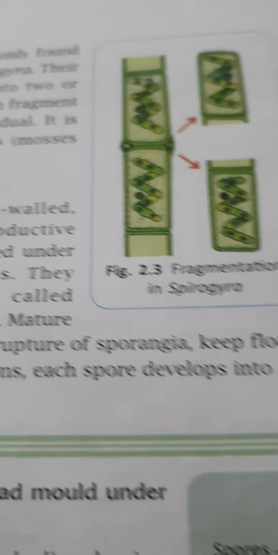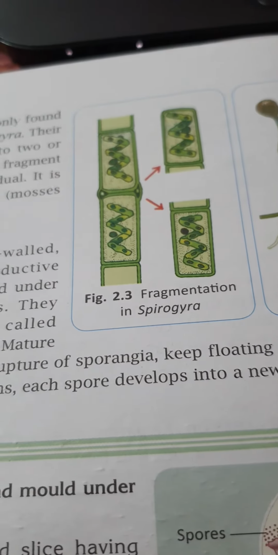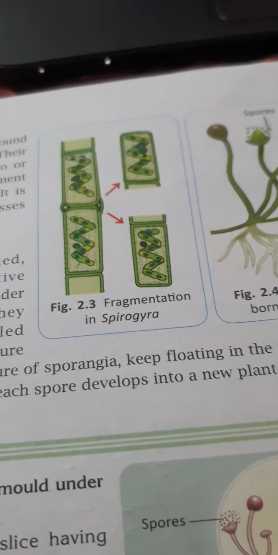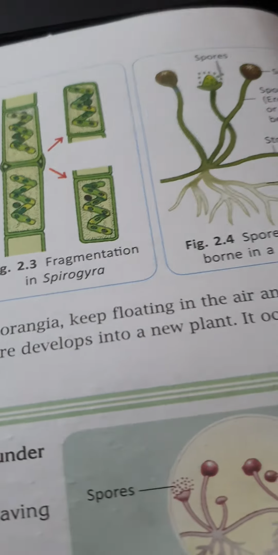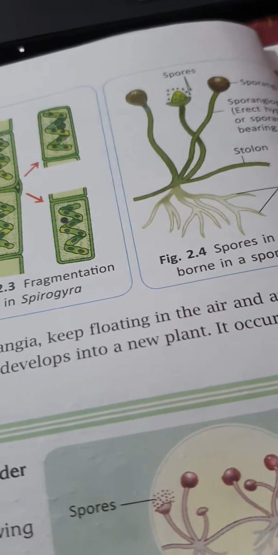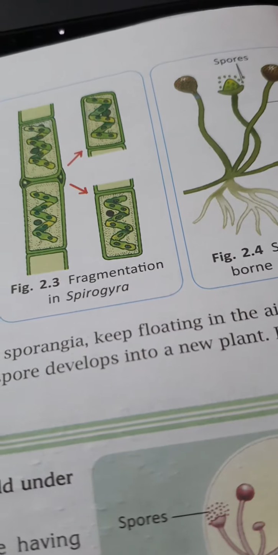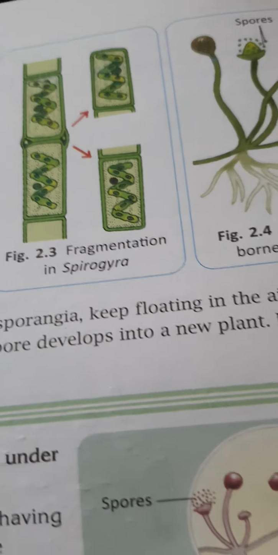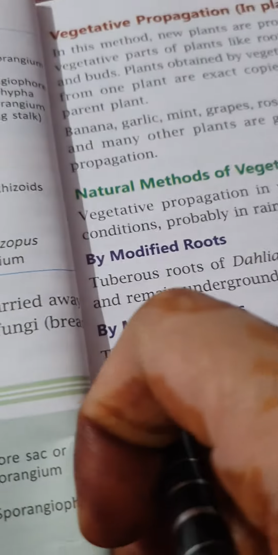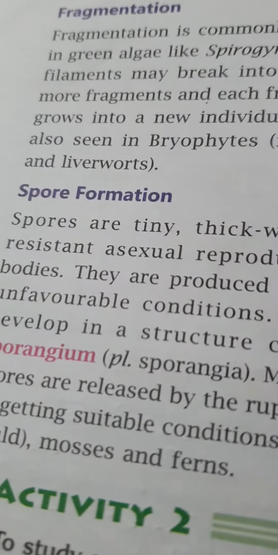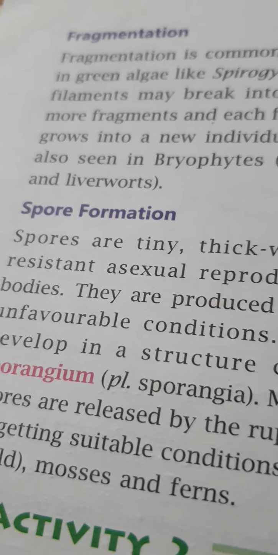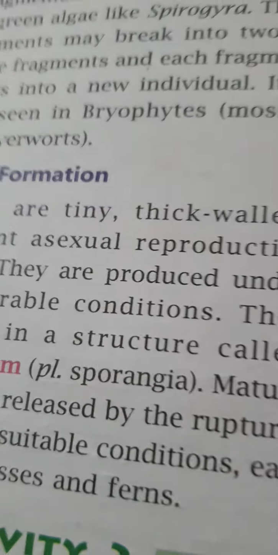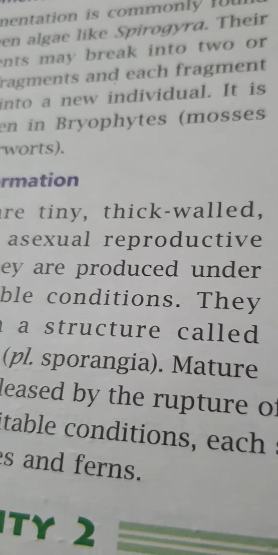When there is unfavorable condition, what happens? After rupture of sporangia, these start floating in the air, and when they get favorable conditions, each spore develops into a new plant. It occurs in fungi also, bread mold, mosses and ferns. So this was the natural method of asexual reproduction.